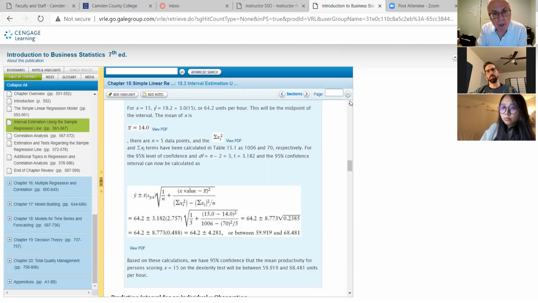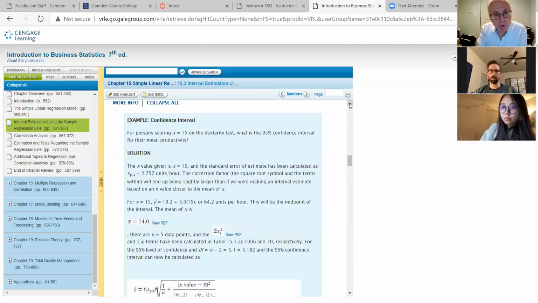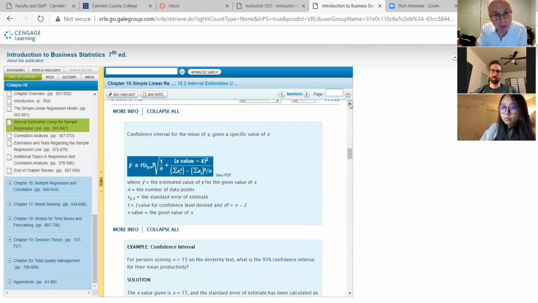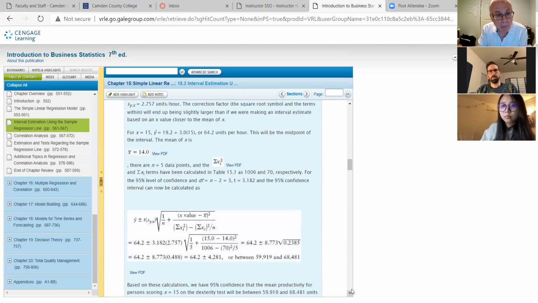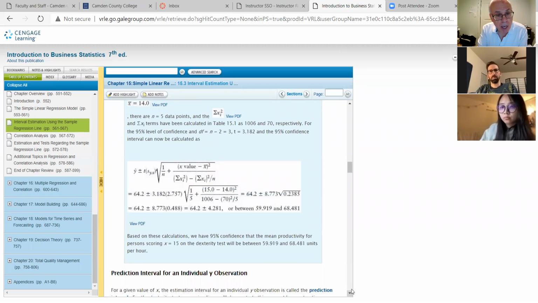All right, so that's called the confidence interval for what? For the mean of Y. It's estimating the value of Y for a given value of X, right? It's actually estimating the mean of Y given a specific value of X. That's what you're really estimating, the mean of Y. And this Y hat is just an estimate of the mean, right?